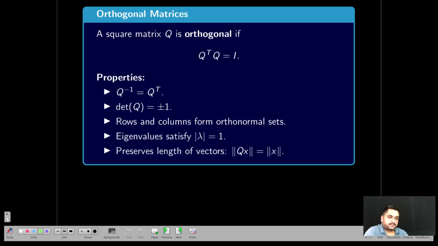Next is another type of matrix called an orthogonal matrix. A square matrix Q is orthogonal if Q transpose into Q equals I, the identity matrix. If that is true, then what is Q inverse? You send the transpose to that side, so Q inverse is nothing but Q transpose. The determinant of this will be equal to plus or minus 1. Rows and columns form orthonormal sets.